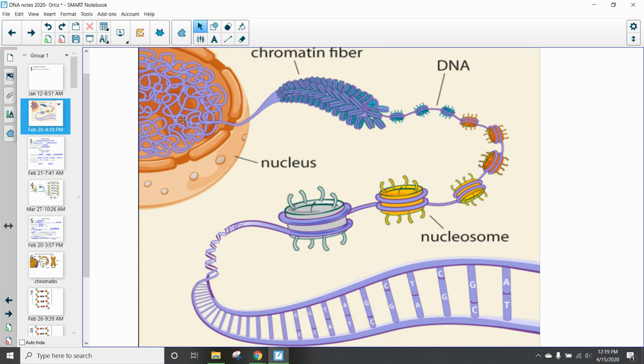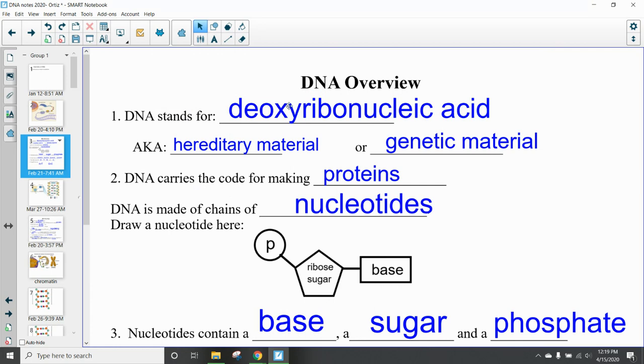Remember that all cells have DNA. DNA stands for deoxyribonucleic acid. It's also known as hereditary material or genetic material. The DNA carries the code for making proteins. So the things that make up your nails and your hair, special types of enzymes, all the things that basically make you who you are are designed by proteins.